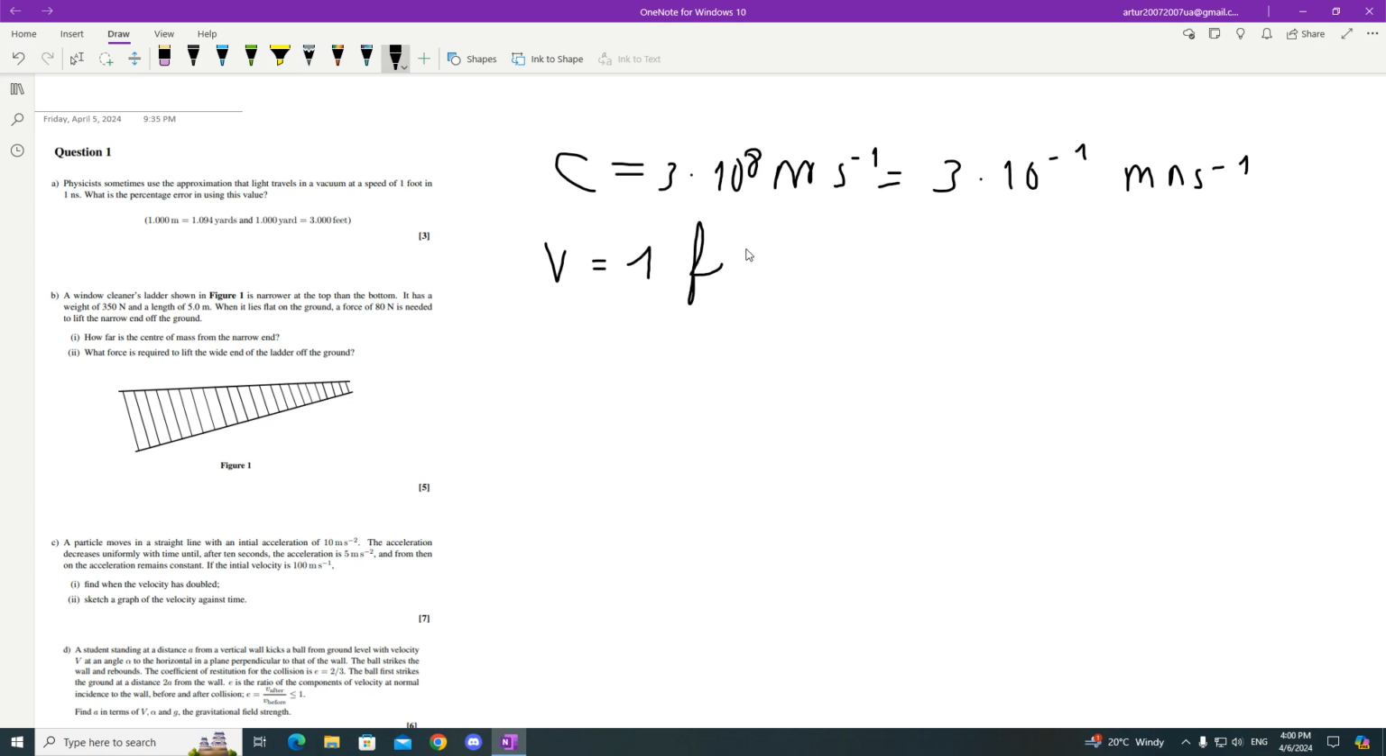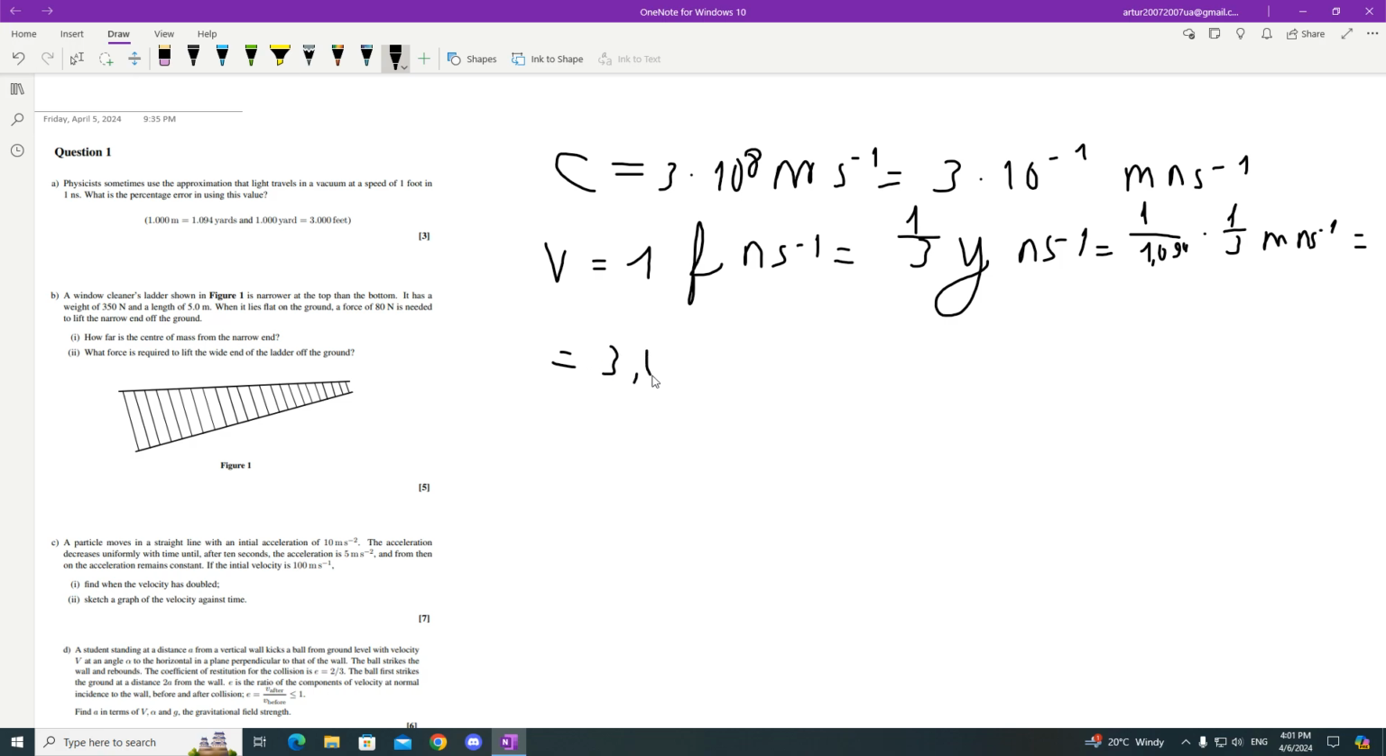So we have speed equal to 1 foot per nanosecond. 1 foot is equal to 1/3 of a yard, so it's 1/3 of a yard per nanosecond. That is 1 over 1.094 yards per meter, multiplied by 1/3, in meters per nanosecond. We can use a calculator, and it is 3.047 times 10 to the power minus 1 meters per nanosecond.